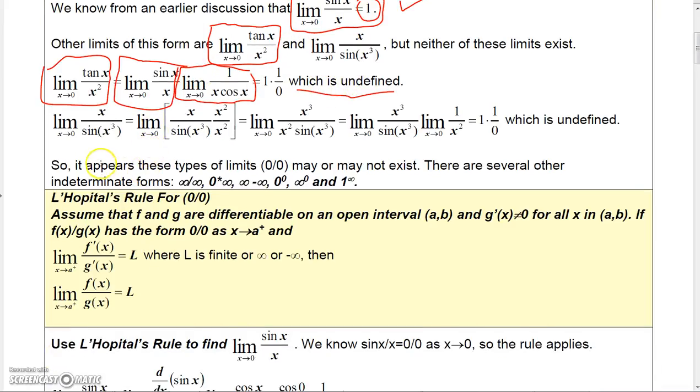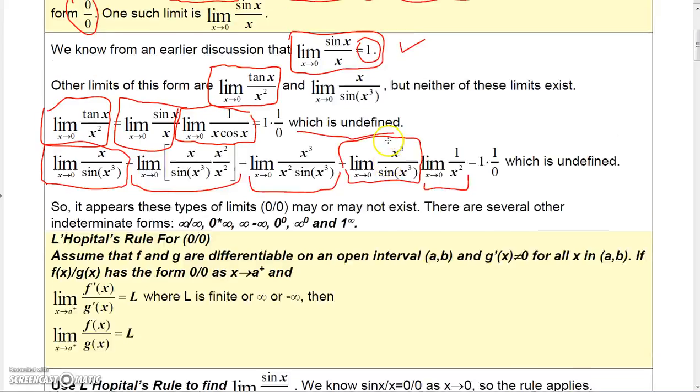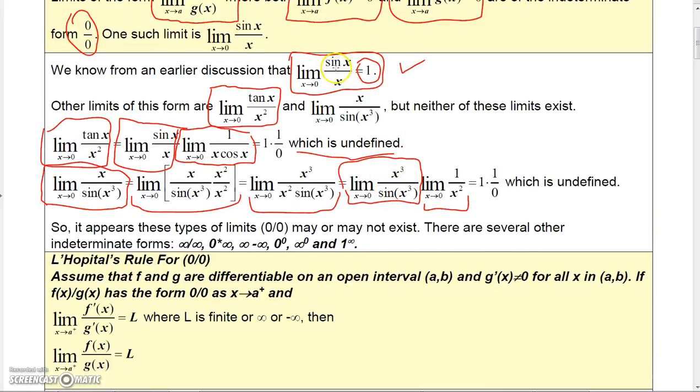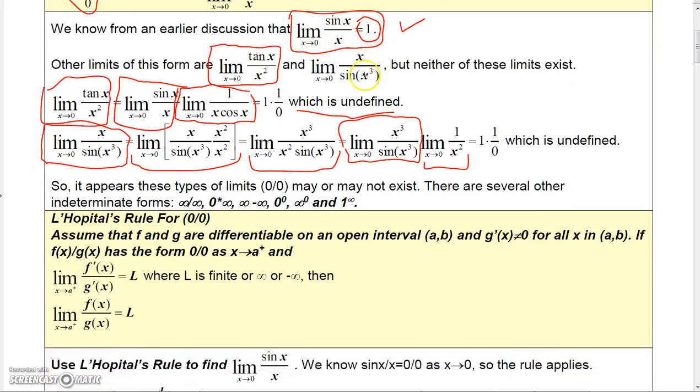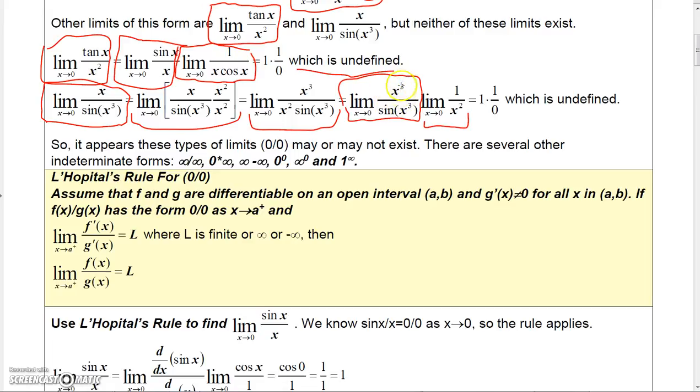There's another example here that I used, the limit of x over sine of x cubed, and what I did is I multiplied the top and bottom by x squared over x squared, and that gave me the limit of x cubed over x squared sine of x cubed. Well, I can break this up using properties of limits as limit of x cubed over sine x cubed times the limit of 1 over x squared. Well, you might remember that anytime we have the limit of sine of theta over theta as theta goes to 0, that's 1. Well, we can treat this the same thing. x cubed can be our theta.